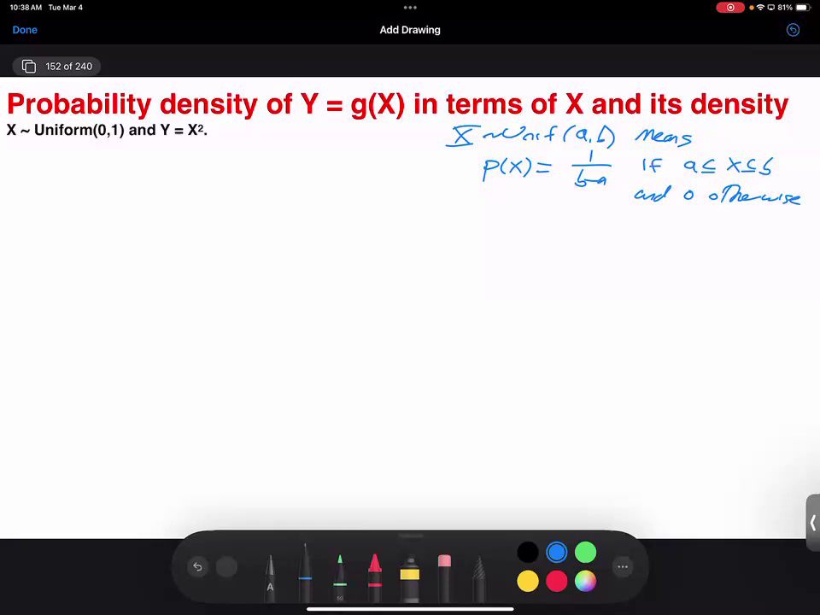I'm going from a to b. If it's uniform, I want my density to be constant. So what height do I need so that the area is going to be 1? It's going to be 1 over b minus a, so that when I multiply by the length b minus a, I get 1. So the most common uniform random variable is the one from 0 to 1. And so let's say x is a uniform random variable on 0 to 1.